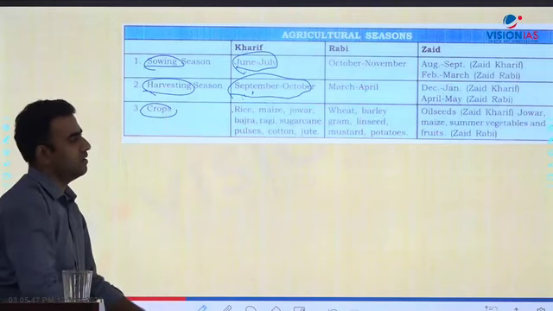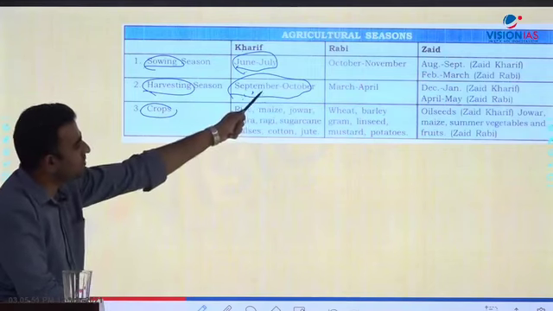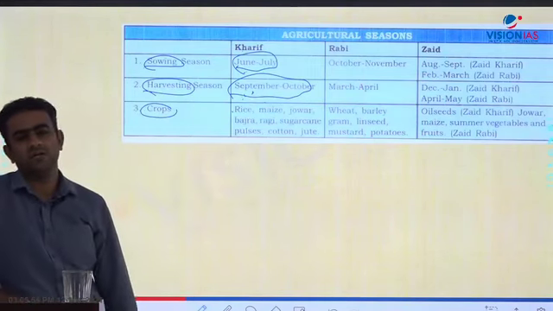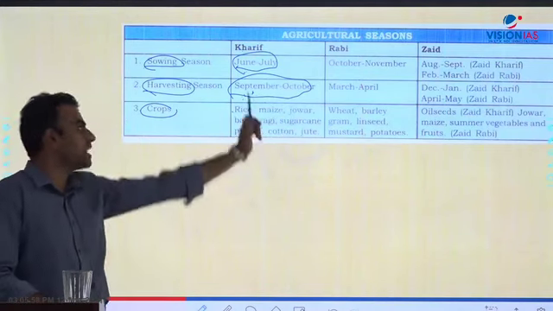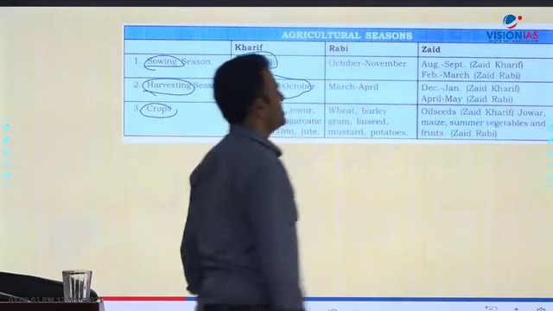Kharif means autumn, whereas Rabi means spring. When the autumn begins, we harvest this. When Rabi begins, we harvest that. That is why it is called as autumn crops. This is spring crops. That is Kharif crops, Rabi crops. Then what is Zaid? Zaid is basically intermediate.